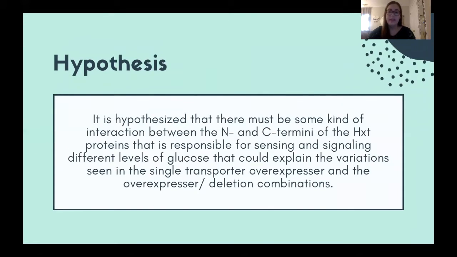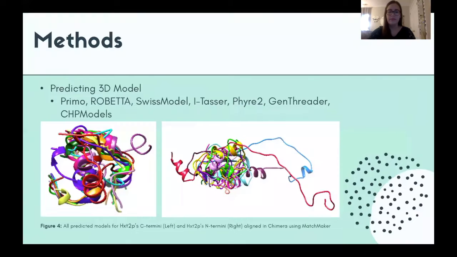So, based on all the variations we see in the overexpressors and the overexpressor delete combinations, and because these proteins are highly conserved everywhere except the N and C termini, it is hypothesized that there must be some kind of interaction between the N and C termini of the protein that is responsible for signaling and sensing different levels of glucose that could explain these variations.